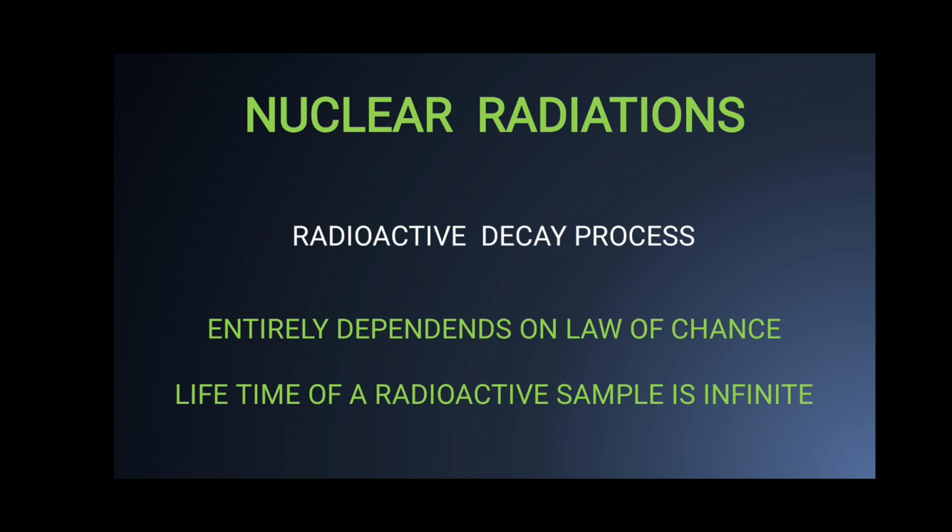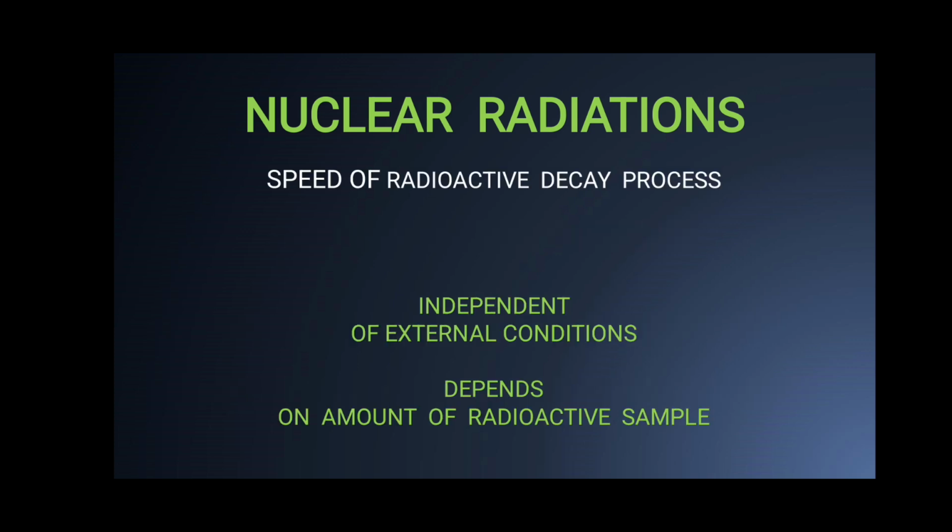Radioactive decay process is entirely dependent on the law of chance. Lifetime of a radioactive sample is infinite. Radioactive decay process can neither be accelerated nor be decelerated. Radioactive decay process is independent of external conditions like temperature and pressure. Speed of radioactive decay process from a radioactive sample depends on the amount of sample. Larger the amount of radioactive sample, more is the speed of emission of nuclear radiations.